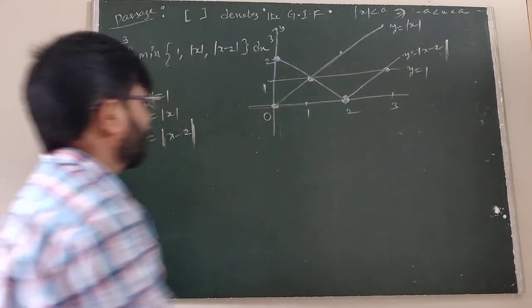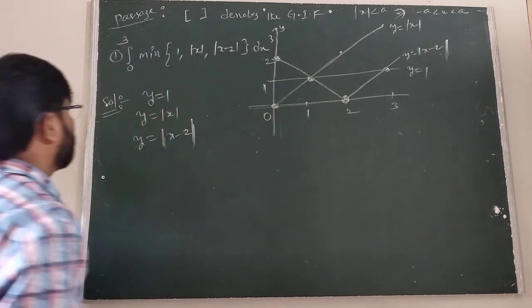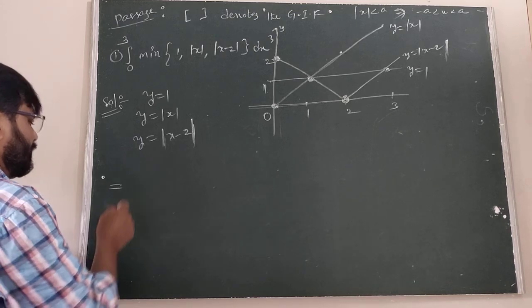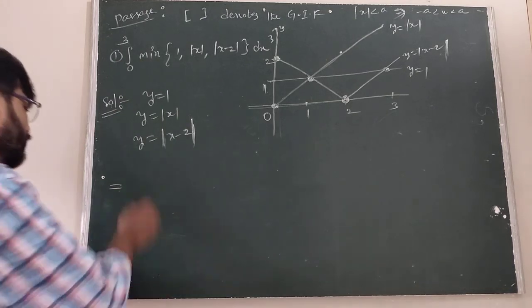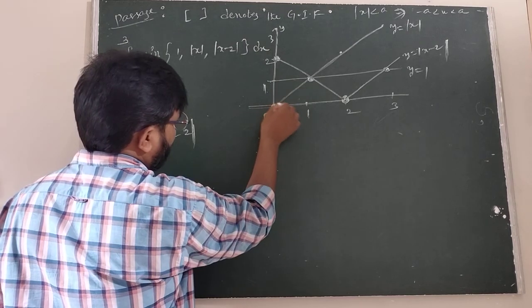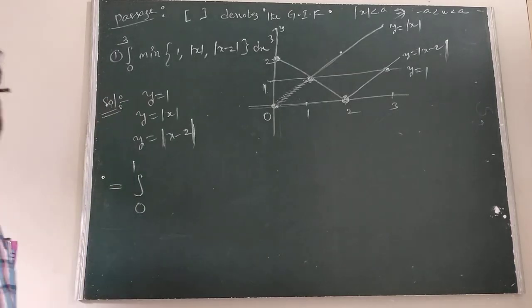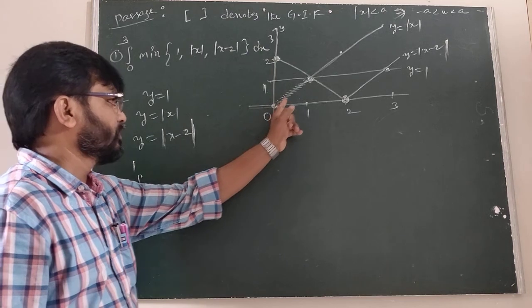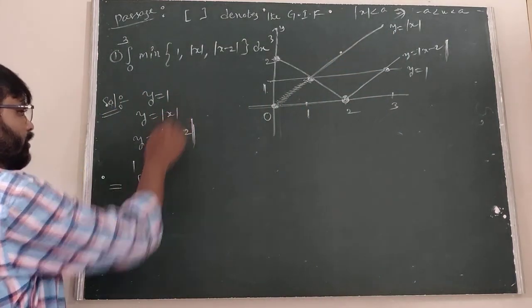Is it clear? Now, in the region 0 to 1, all of you listen here. We have to take the limit here. The required integral is from 0 to 3 of the minimum of these functions. First we can take the region 0 to 1. In the 0 to 1, the minimum region is this one. Is it clear or not? In between 0 to 1, this is the minimum region. Therefore, this is y equal to mod x, so we are taking y equal to mod x here.